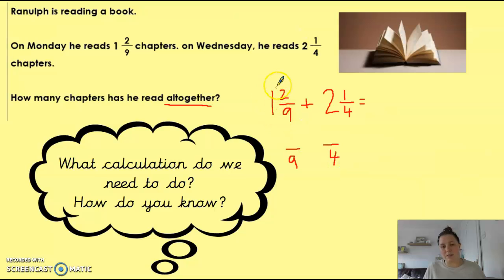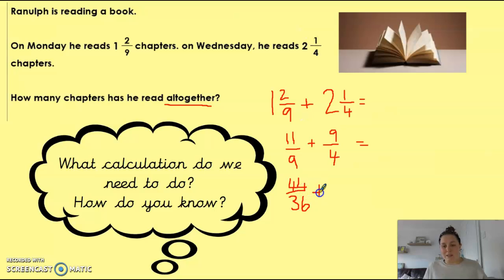So 1 whole is 9/9, add the 2 is 11/9. 2 wholes would be 8 quarters, add the 1 is 9 quarters. Now I've got 9 and 4, so I'm thinking of a denominator that I can use for both. What's in both times tables? I'm thinking of 36. So make them both into 36. 9 times 4 is 36, so I times 11 by 4: 44 over 36.